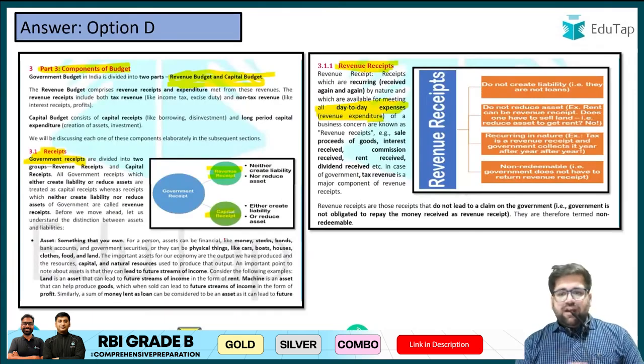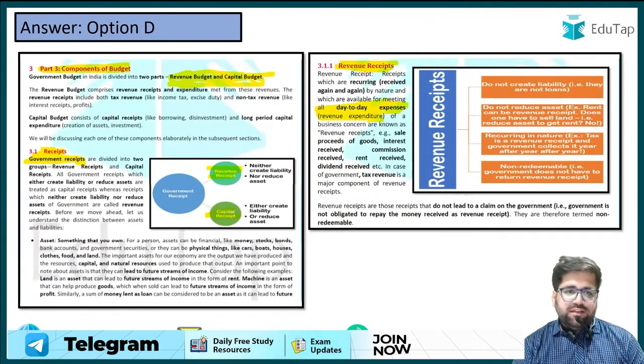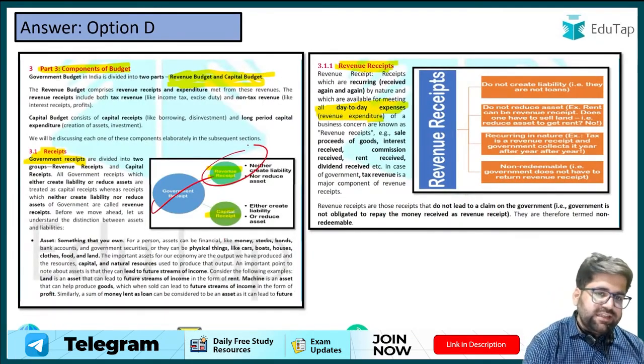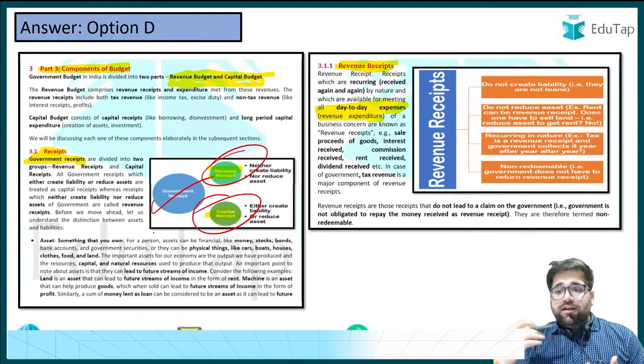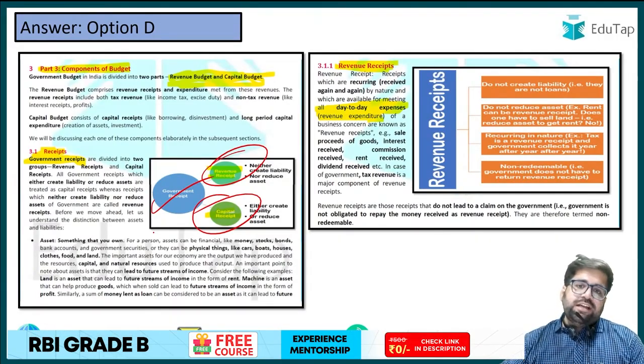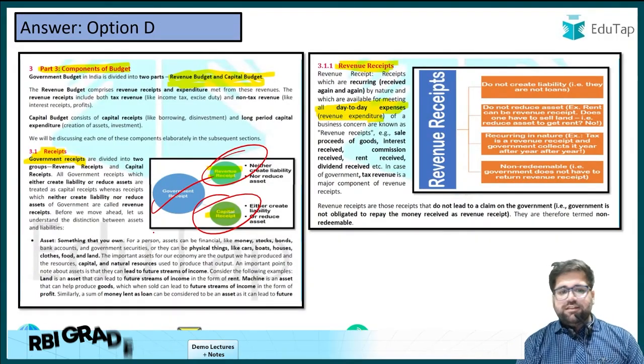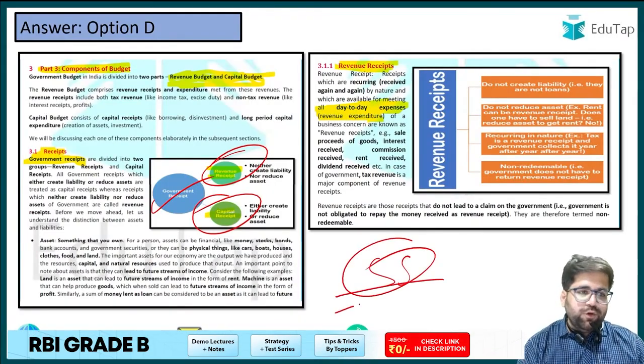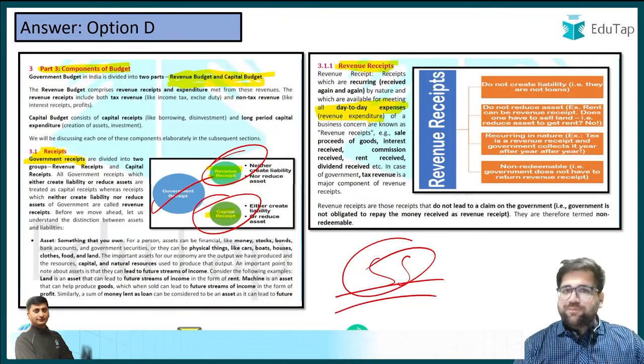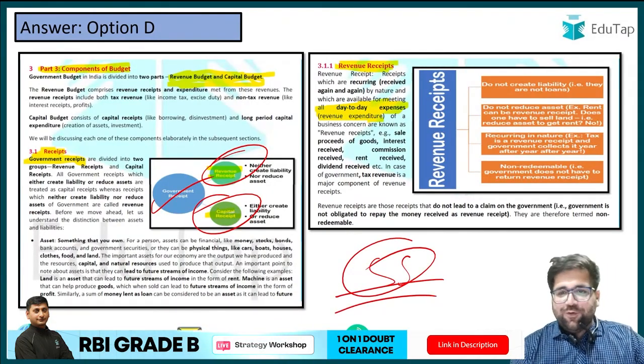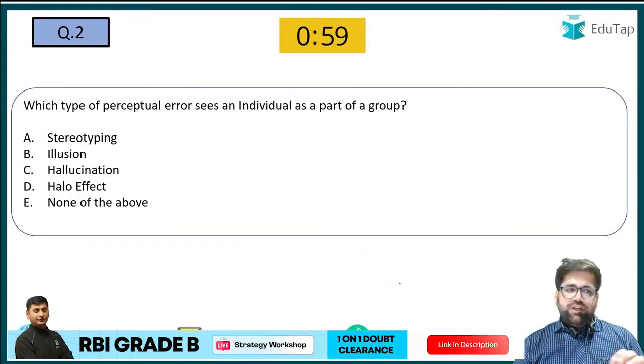Now you can see that we have covered revenue expenditure thoroughly in our concept notes. We have divided receipts into two parts, and then we have discussed different concepts related to revenue receipts. So this is a screenshot which I have directly taken from your notes, and this would save your time as well as my time too. So that's why I've done some smart work over here. Now let's come to question number 2.